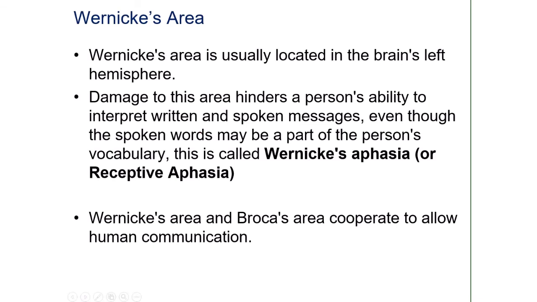Another area that's important for human communication is the Wernicke's area. So in order for you to understand what other people are saying to you, as well as to understand written messages, you would need the Wernicke's area. And just like the Broca's area, this is typically located on the left side of the brain. If you damage the Wernicke's area, you won't be able to understand a written message, and you won't be able to understand what other people are saying to you, even though it's a language that you know. And this is called Wernicke's aphasia, or receptive aphasia.